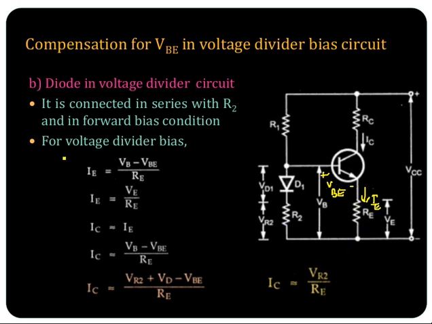If you write the KVL here, what is VB? This voltage is VB. VB minus VBE minus IERE equal to 0. It will give you this expression. And if you neglect VBE, IE equal to VE by RE, and IC is approximately equal to IE. So I can write IC equal to VB minus VBE by RE.